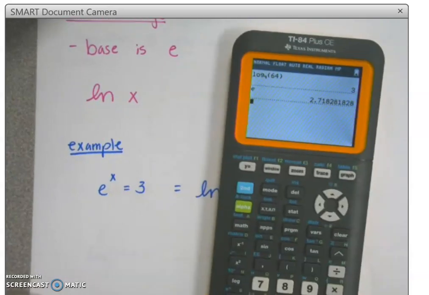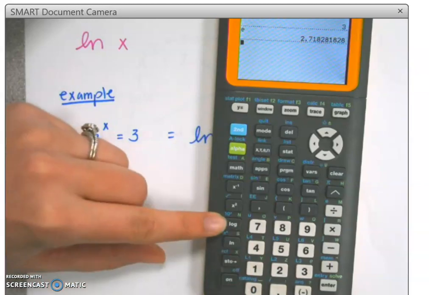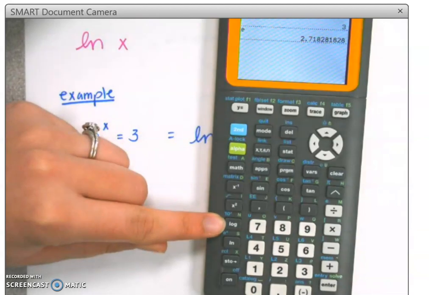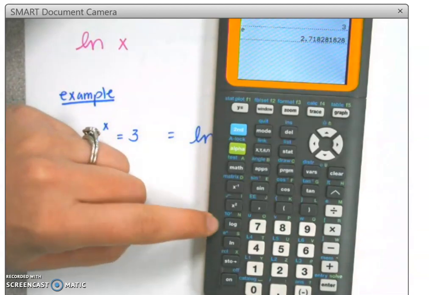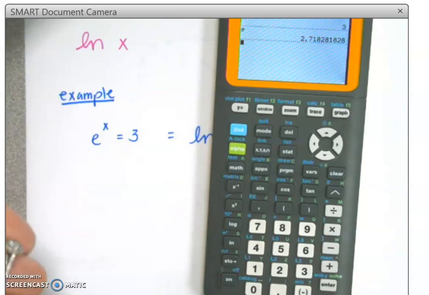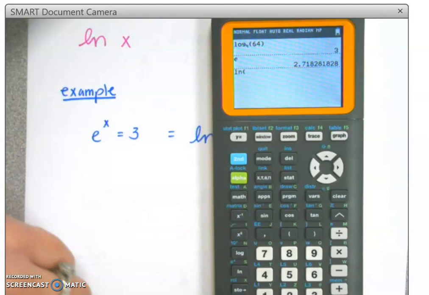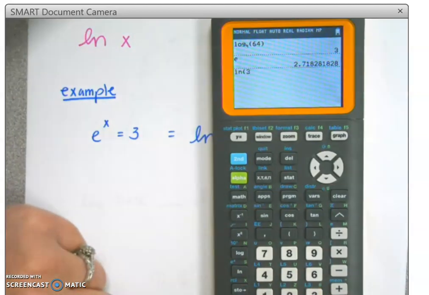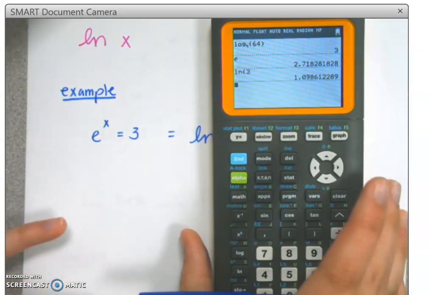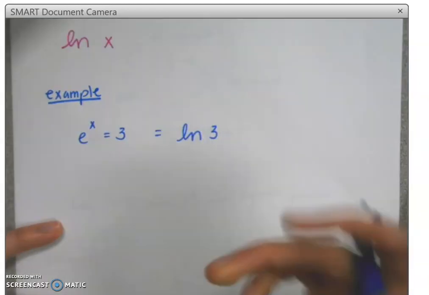On your calculator, that is also a button. If you look over here, there's a log button and a natural log button. This log button is always base 10. So if you ever see a log that doesn't have a base, it's automatically base 10, and you use this button. But if it tells you the base, you're going to have to use that log base like we talked about. But here's ln, natural log of 3, and I get 1.098, so approximately 1.1.